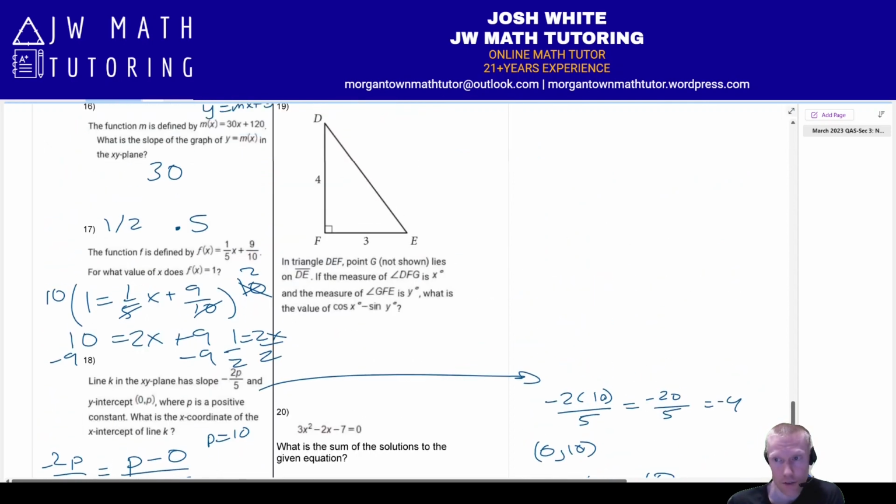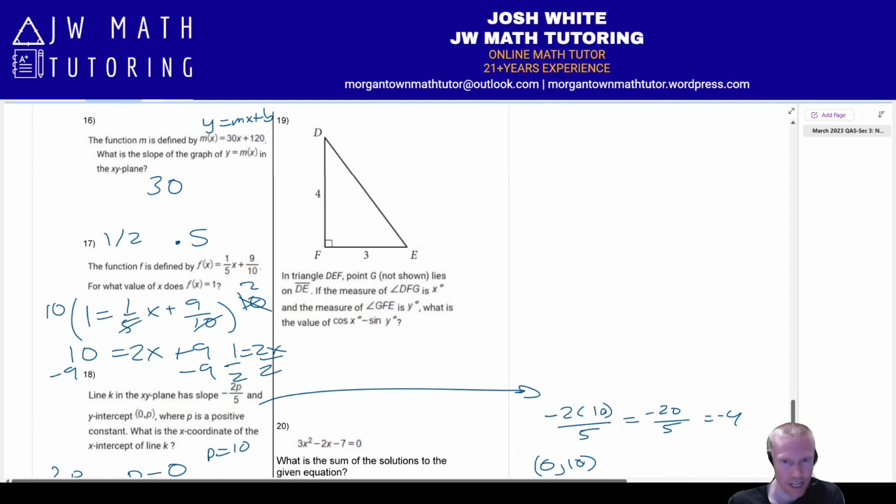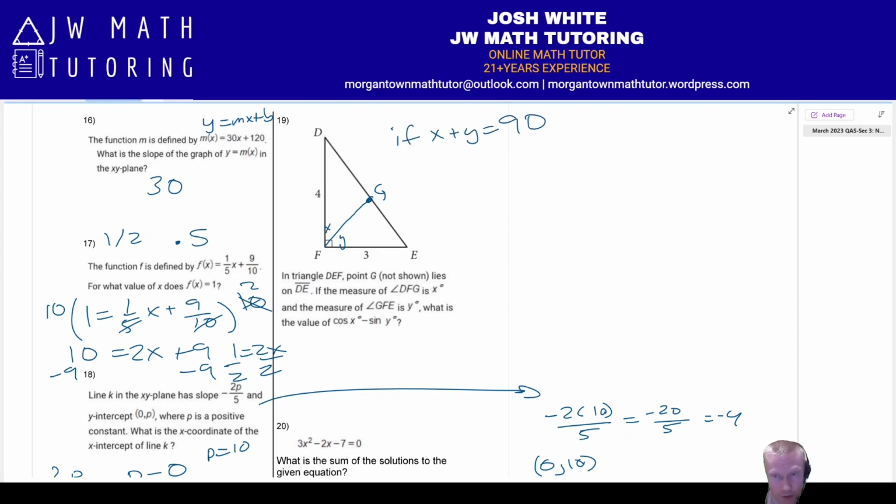All right, 19. This is one of the trickier questions on the test. So basically, what's going on here is you have this thing right here, right? And here's point G, and this is x, this is y. So what you have to know in order to get this one correct is the idea that if you have two angles which are complementary, in other words, two angles together that add up to 90 degrees, the cosine of one equals the sine of the other, and vice versa. The sine of one equals the cosine of the other.